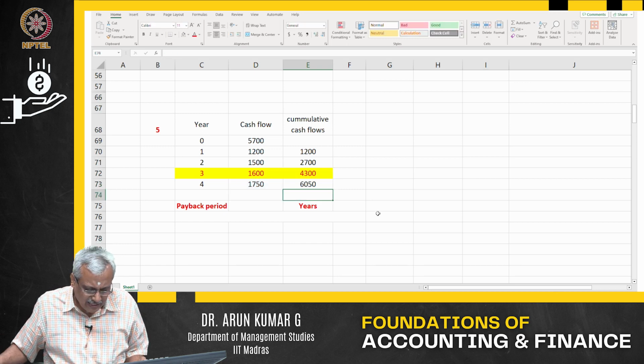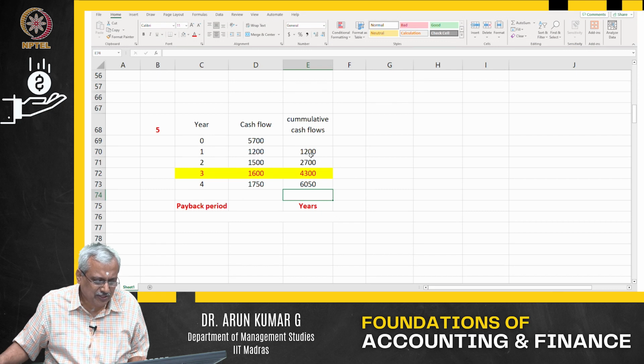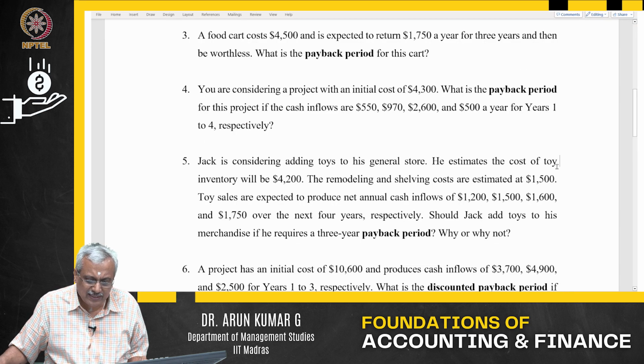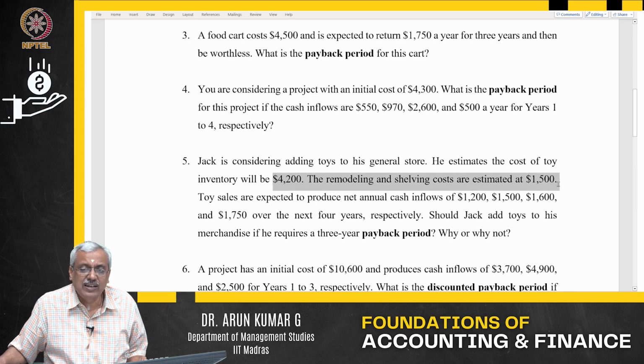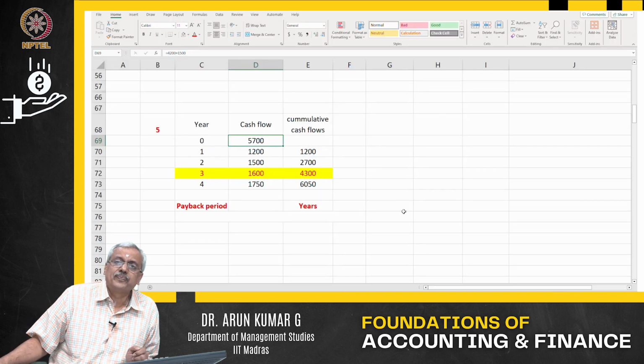But what is the question? The question says, will he complete it in 3 years? That is, if he requires a payback period of 3 years. In this particular case, I calculate cumulative cash flows. In the third year, he has got only 4,300, whereas the cash outflow is 5,700. Why 5,700? He has 4,200 as inventory and another shelving cost of 1,500. So 5,700 is the total basic cost.